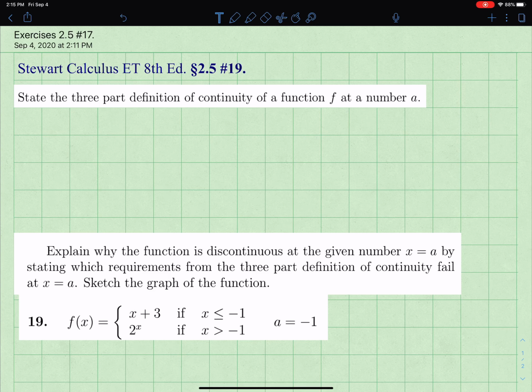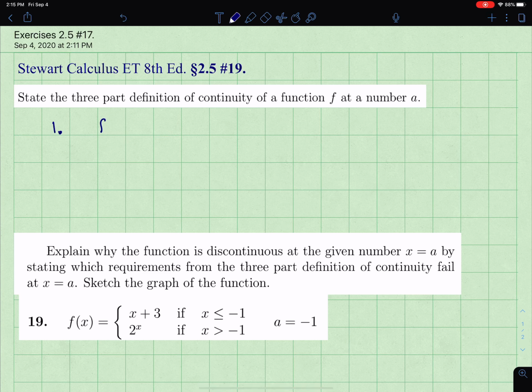This is Stewart Calculus, Early Transcendentals, 8th edition, section 2.5, number 19. I've added a little bit to this problem where I ask first to state the three-part definition of continuity of a function f at a number a. This idea of a three-part definition is taken from one of the pages in Stewart Calculus. Some people might not think that there are three parts, but I'm going to say that there are.